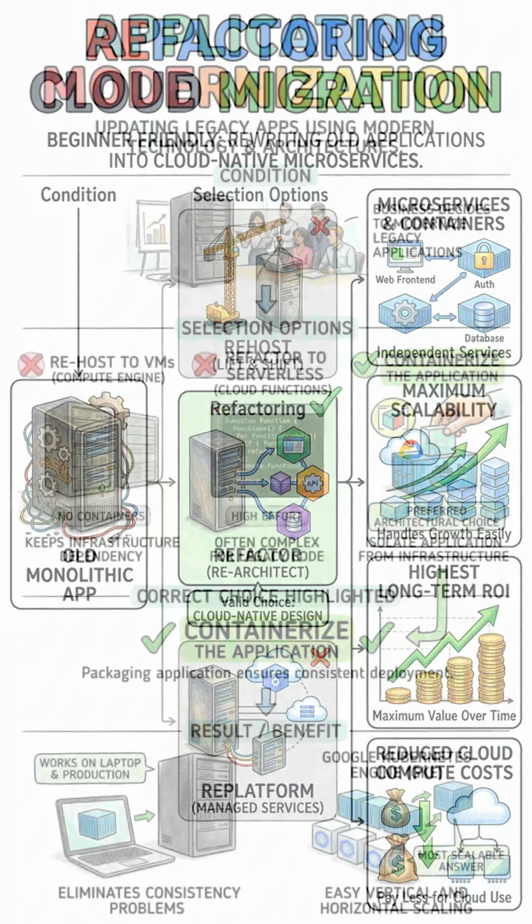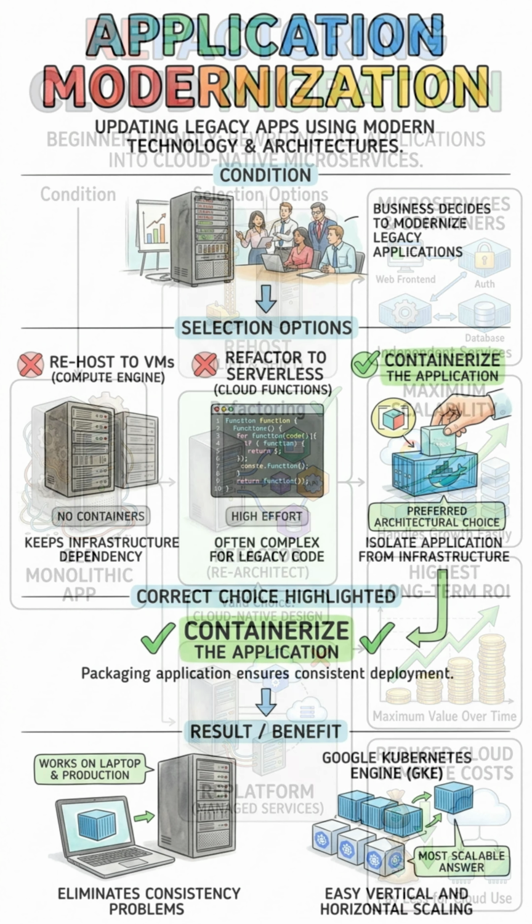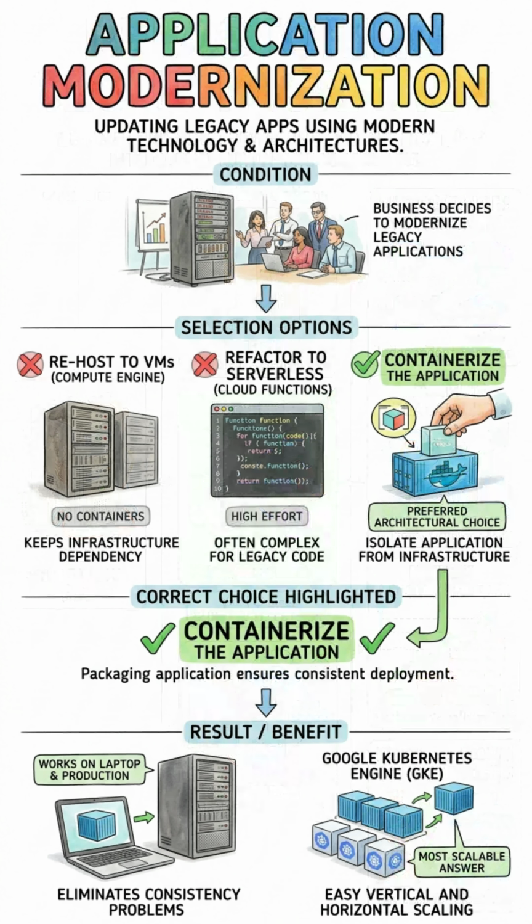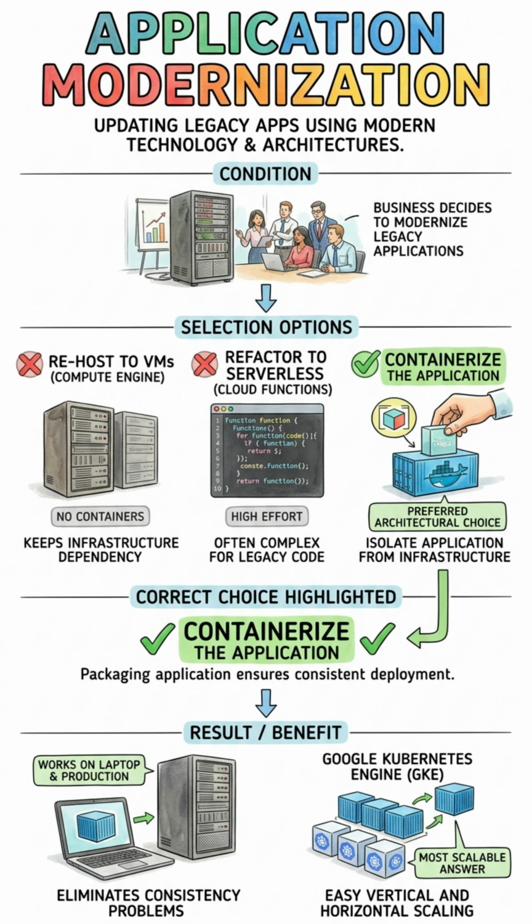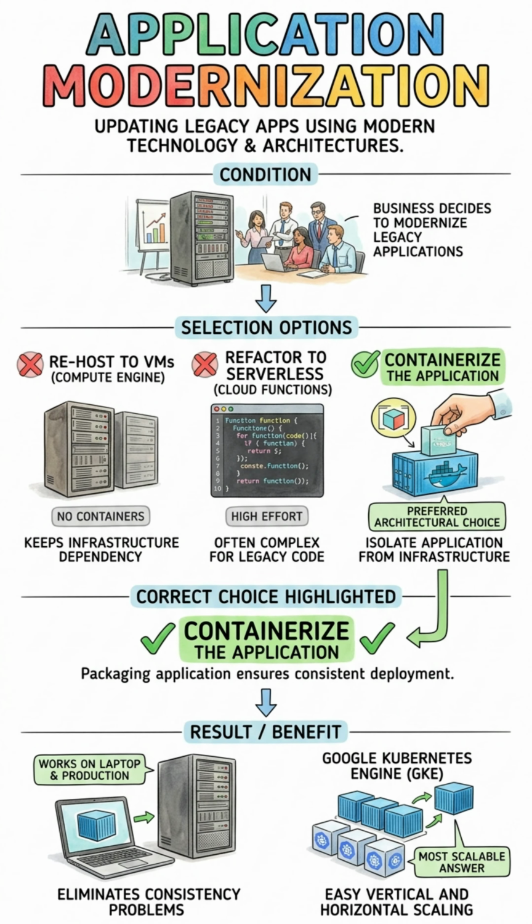When a business decides to modernize its legacy applications, containerization is almost always the preferred architectural choice. Packaging an application into a container ensures it runs consistently regardless of the underlying infrastructure, eliminating the classic problem of code working on a developer laptop but failing in production. The exam frequently asks how to modernize applications, and moving them into Google Kubernetes Engine is typically the most scalable answer.